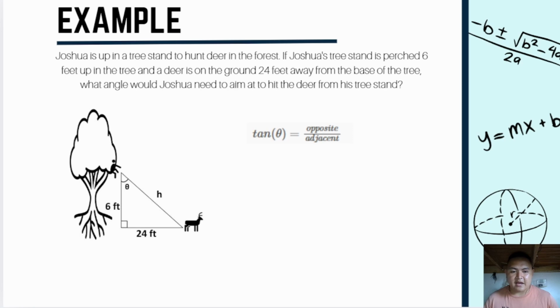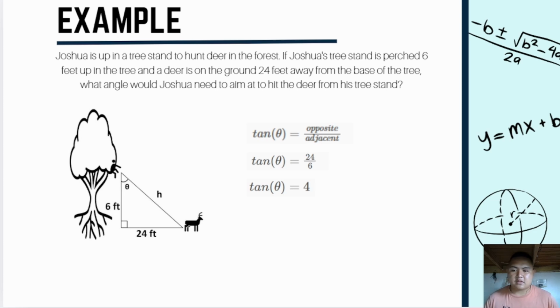Tangent theta is equal to opposite over adjacent. When we fill in the length of the opposite side, 24 feet, and the length of the adjacent side, 6 feet, we will get the following equation. Tangent theta is equal to 24 over 6. So we can simplify this fraction into tangent theta is equal to 4.